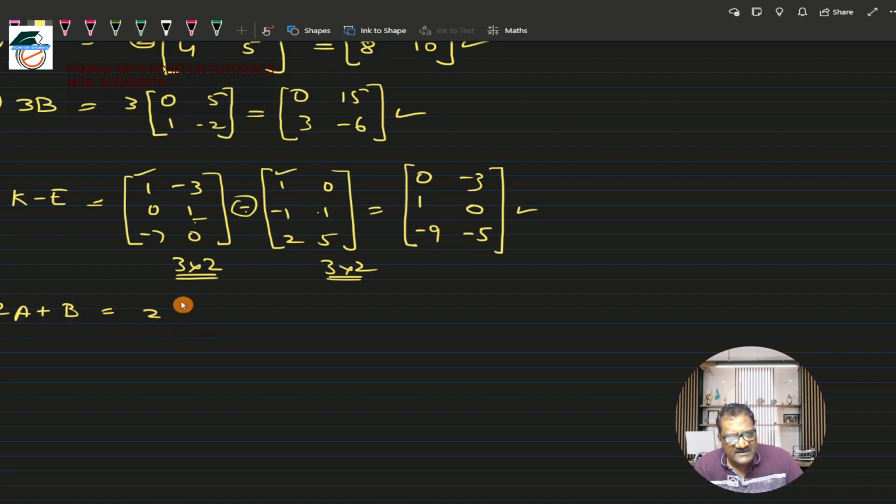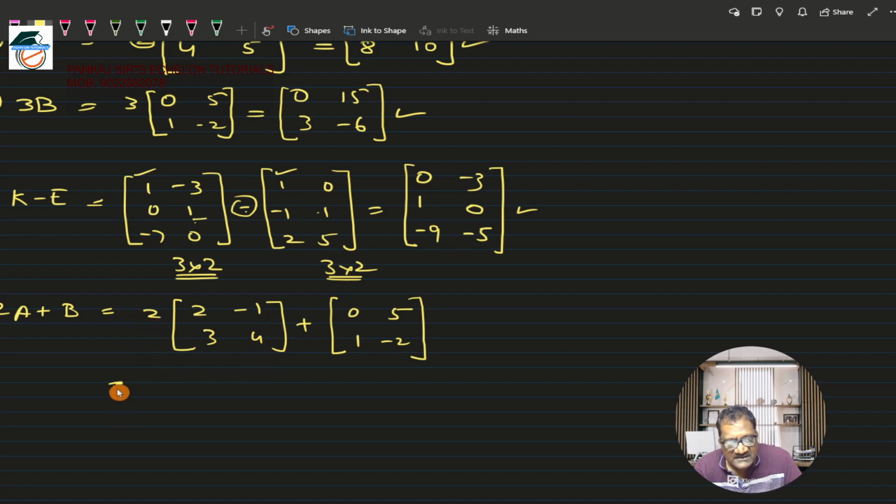So this can be written as 2, and matrix A is what? Matrix A is [2, minus 1, 3, 4], plus B. Matrix B is what? It is [0, 5, 1, minus 2]. So here you'll have to first find out the resultant of this.